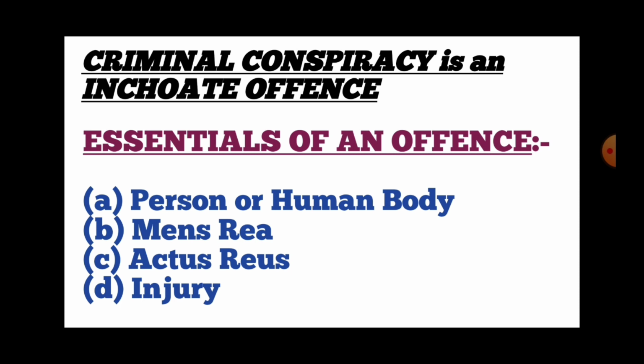In addition to this, there are four stages of crime: intention, preparation, attempt, and commission or accomplishment of a crime. And if the crime is committed without fulfilling any of the requirements of an offense, it is known as an inchoate offense or incomplete offense. Therefore, criminal conspiracy is termed an inchoate offense because it is punished at the stage of intention itself, and it is a crime even without fulfilling all the requirements of a crime. Therefore it is known as an inchoate offense or inchoate crime.